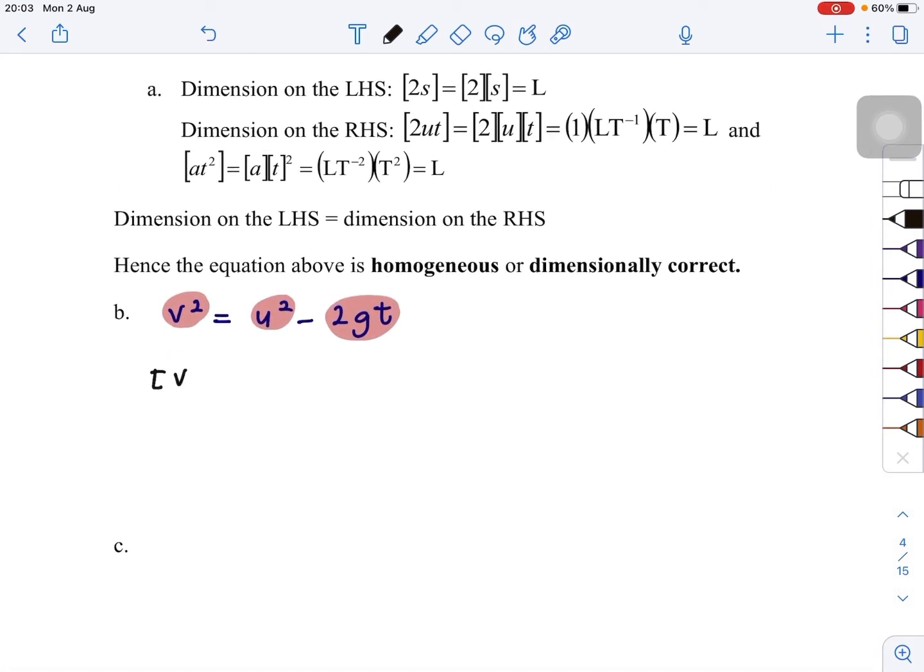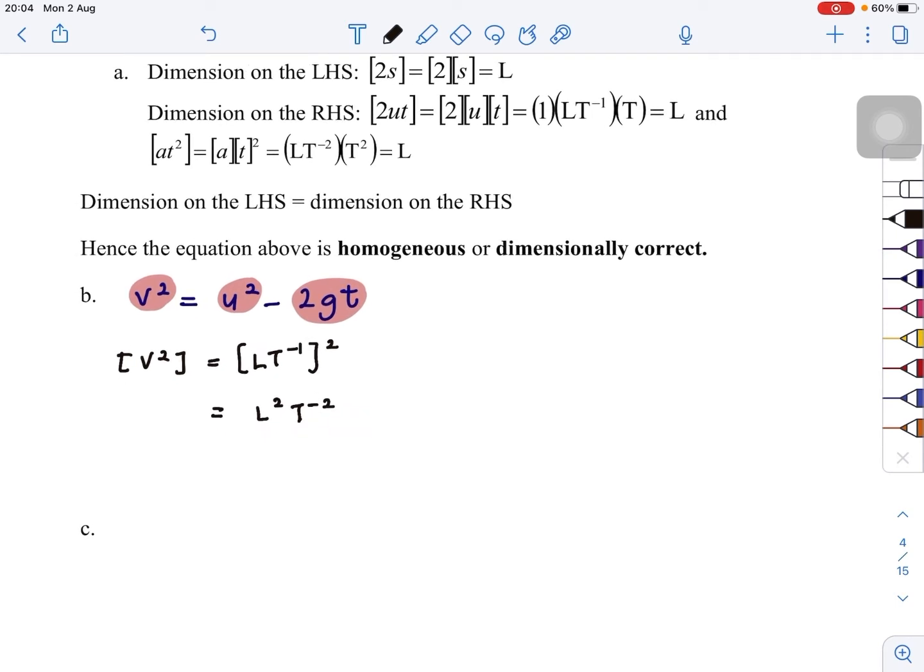Okay, first kita akan buat V square. So V ni adalah velocity. Velocity dia punya dimension adalah, banyak kali sudah kan ulang, so should be kamu ingat, which is equal to meter per second. And then kita squarekan dia, sebab kita ada squarekan dekat sini. So apabila kita squarekan dia, dia akan jadi L square T negative 2 square. So ini adalah dimension yang pertama untuk V square. So this one is left hand side.